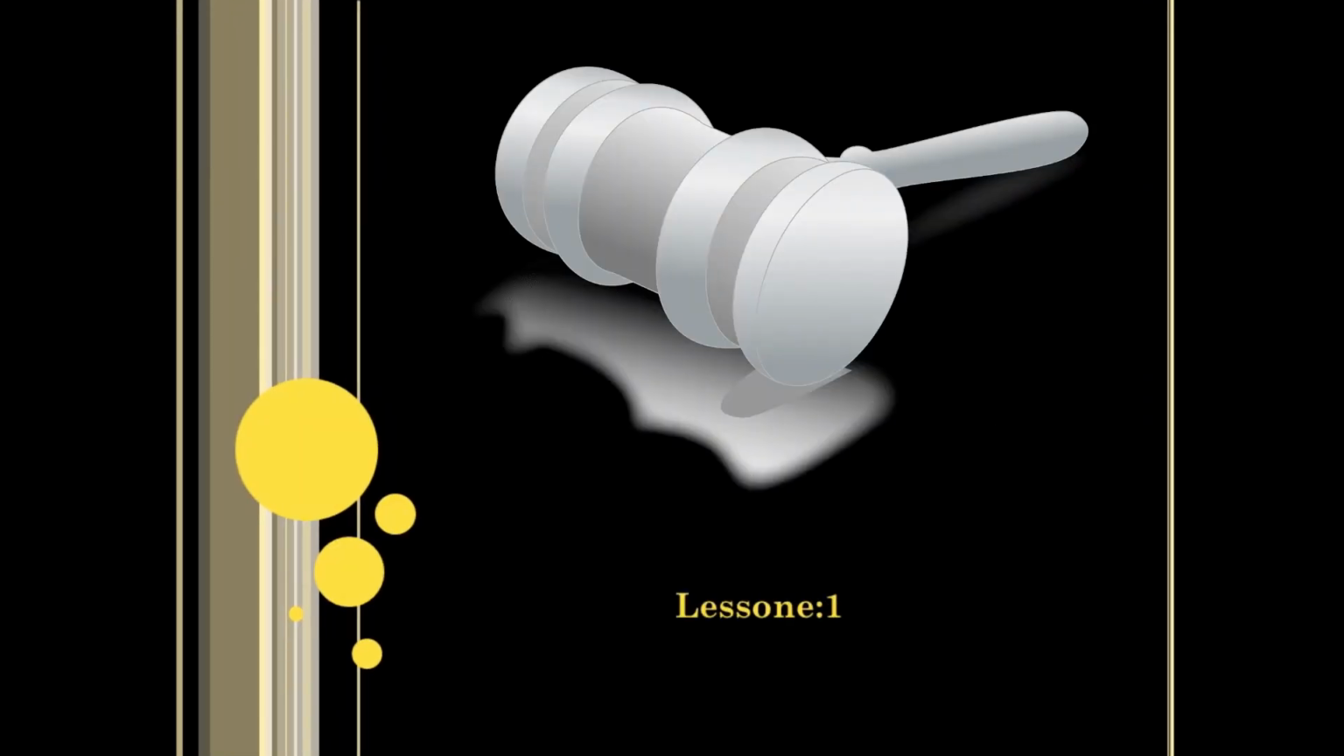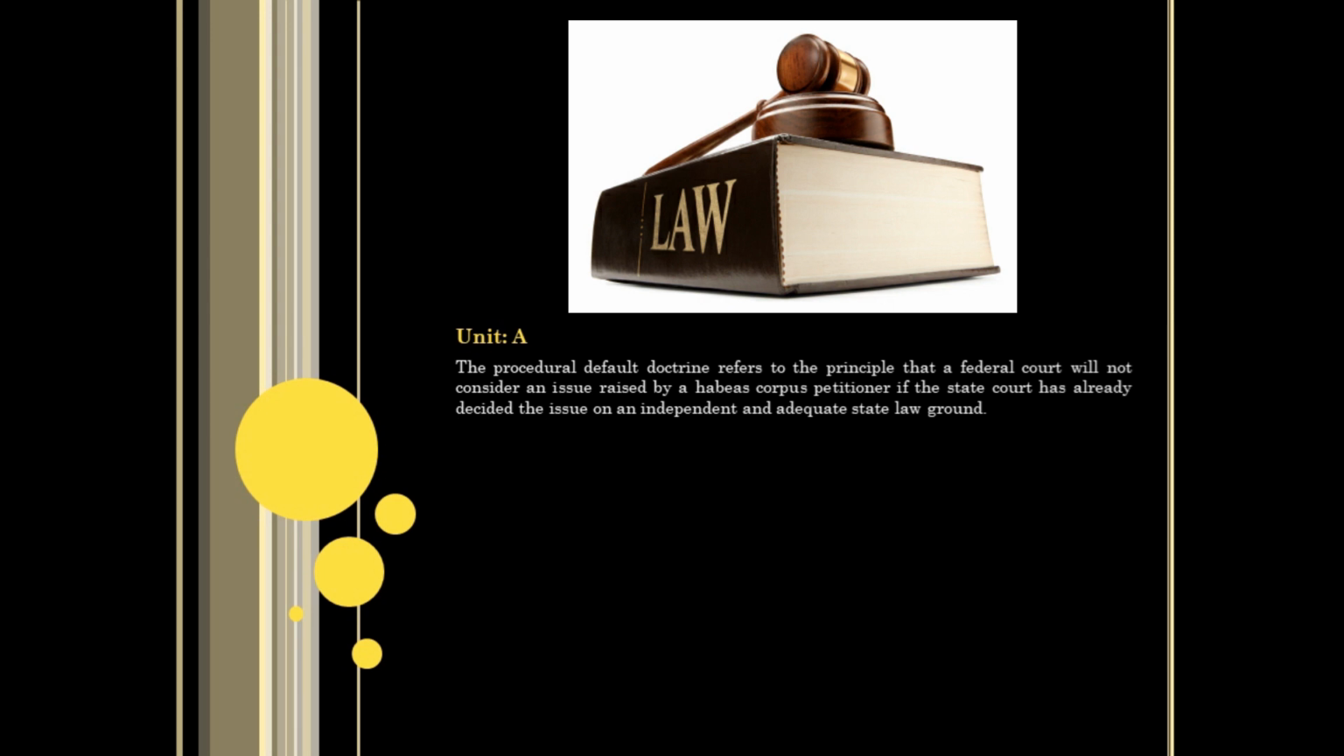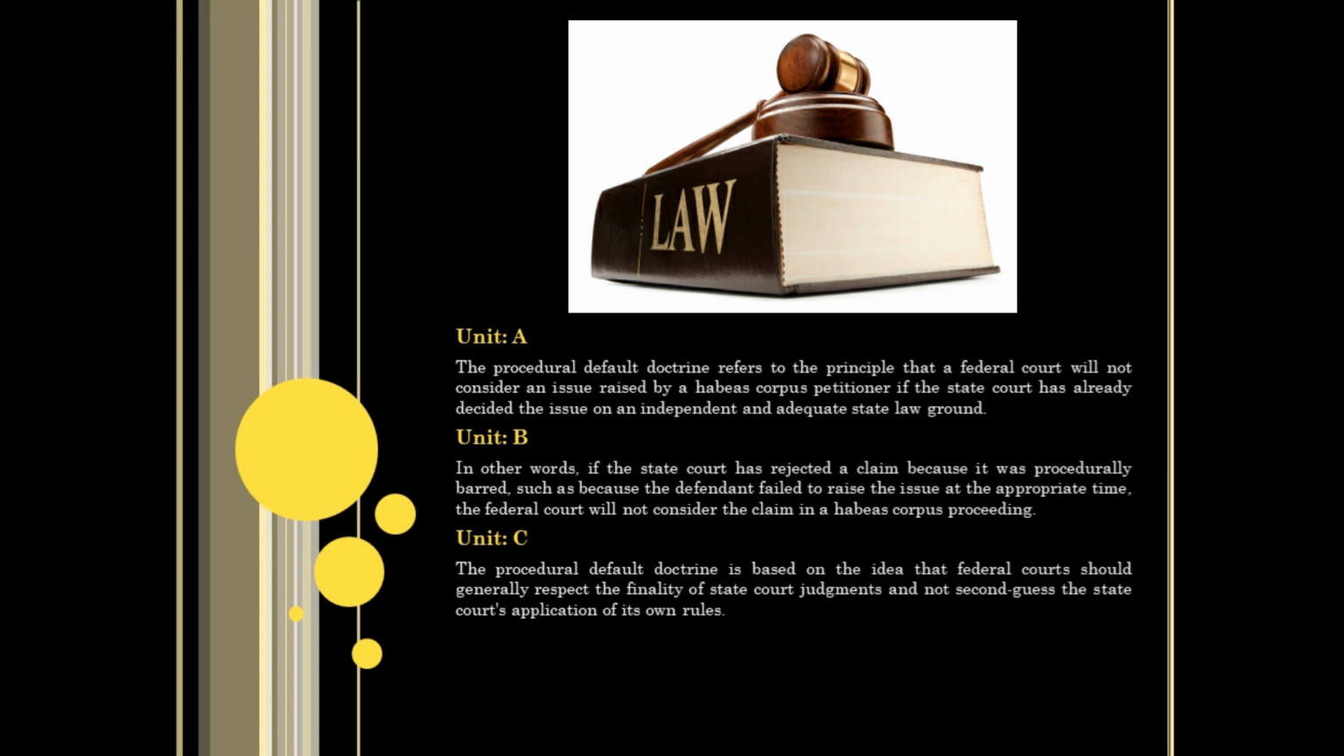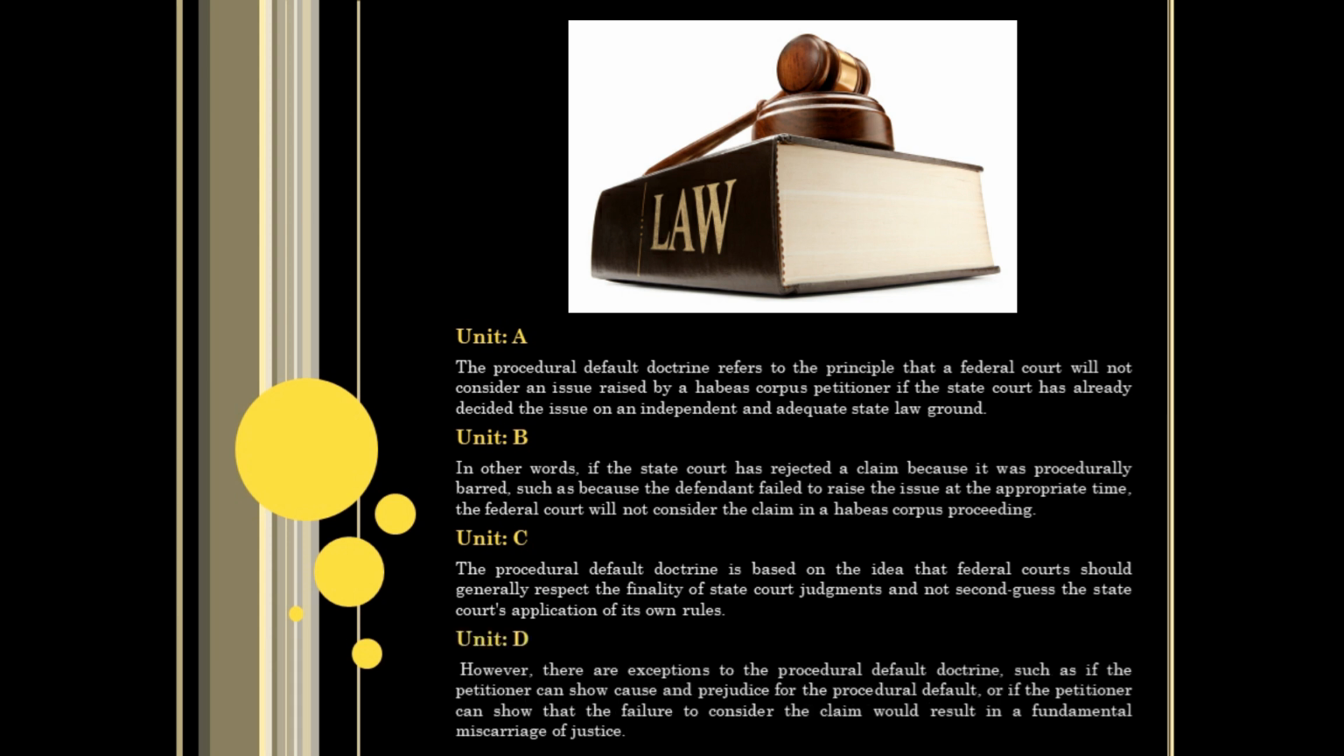Lesson 1. Procedural Default Doctrine. Unit A. The procedural default doctrine refers to the principle that a federal court will not consider an issue raised by a habeas corpus petitioner if the state court has already decided the issue on an independent and adequate state law ground. Unit B. In other words, if the state court has rejected a claim because it was procedurally barred, such as because the defendant failed to raise the issue at the appropriate time, the federal court will not consider the claim in a habeas corpus proceeding.